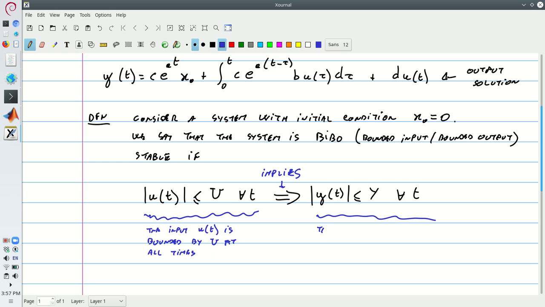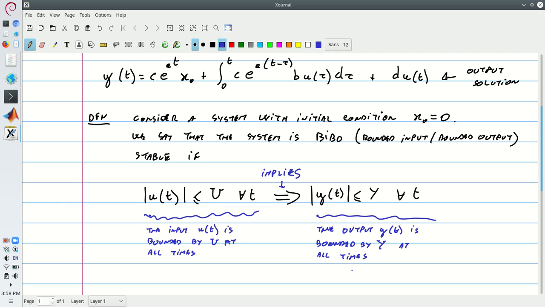So the relation on the right reads exactly like the relation on the left, but this time it's involving the output. So the output y of t is bounded by capital Y at all times. Okay, this is the definition of BIBO stability.